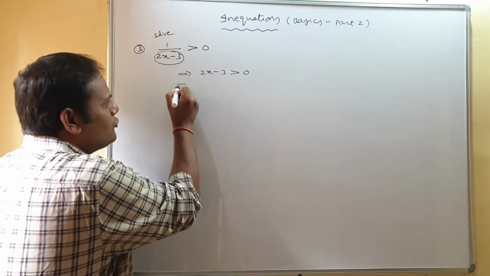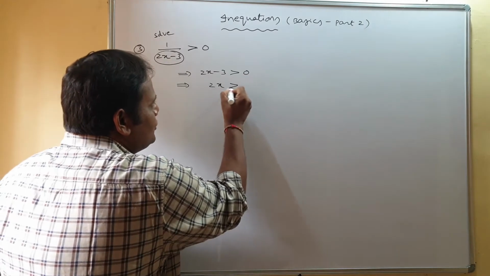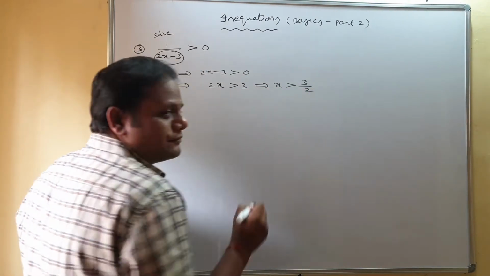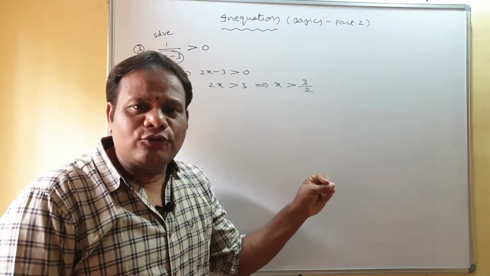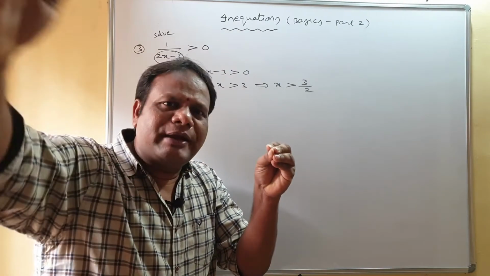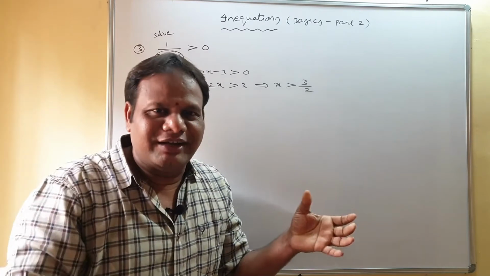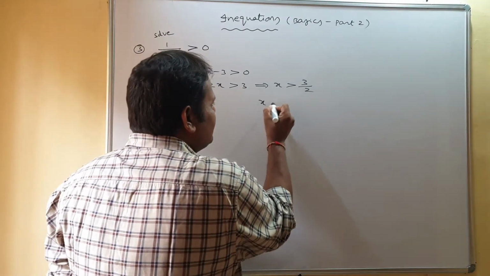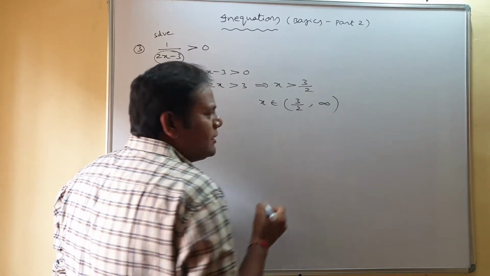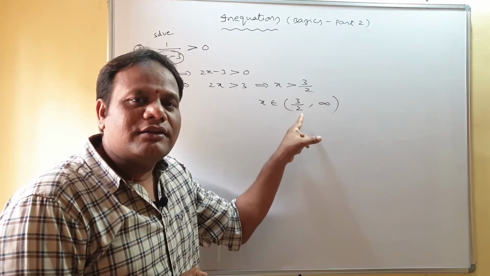Now you have to find the values of x. So you can take it as 2x greater than 3, that is x greater than 3/2. X greater than 3/2 means, is it after 3/2? So after 3/2, to what do you have to take? Infinity, is it? So x belongs to the open interval 3/2 to infinity. I think you understood why it is an open interval, is it?